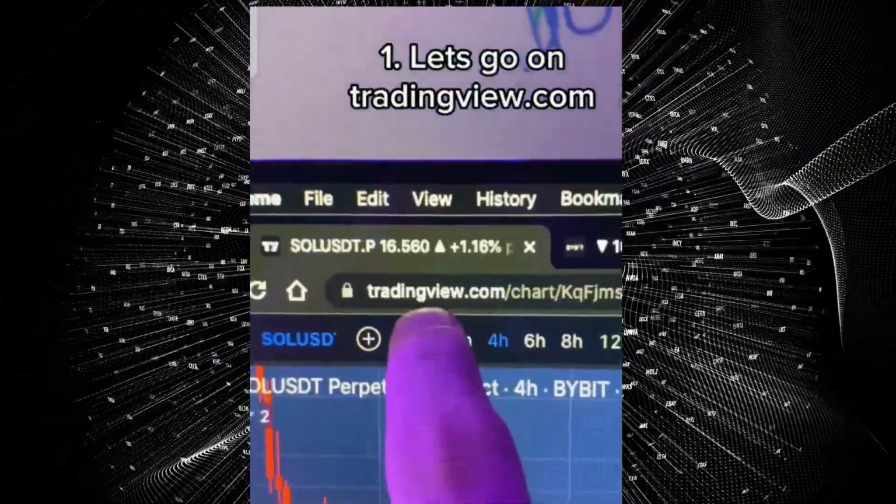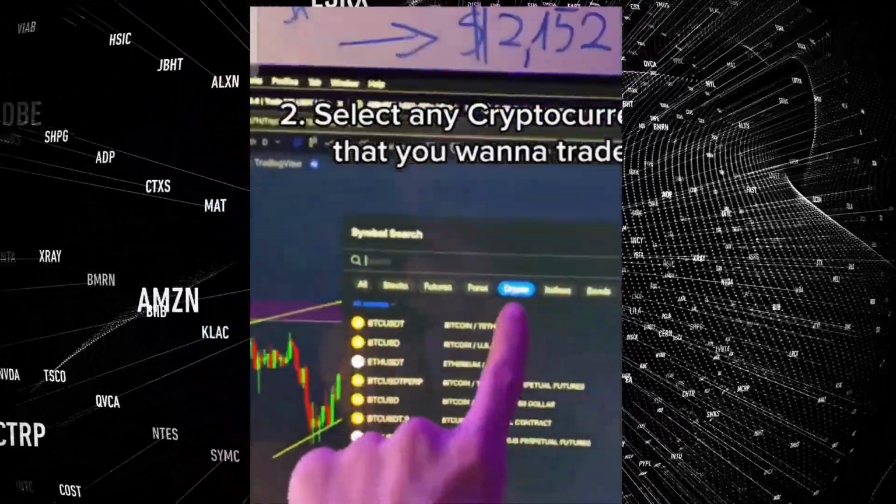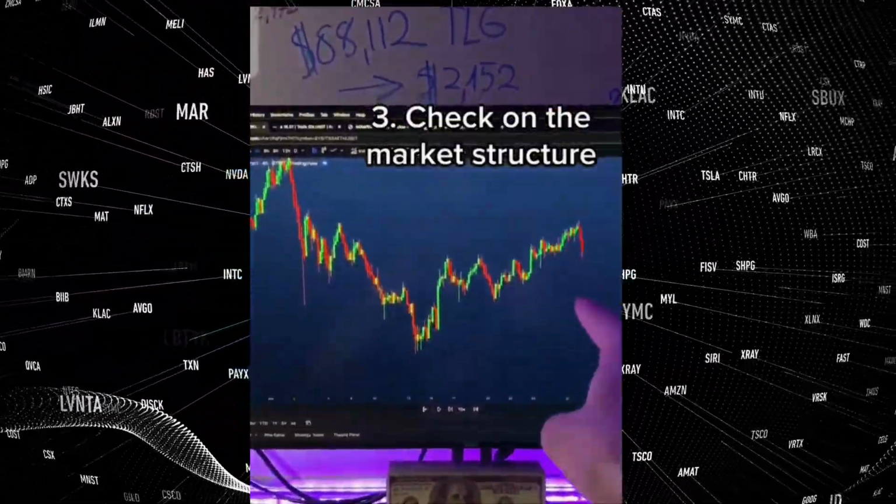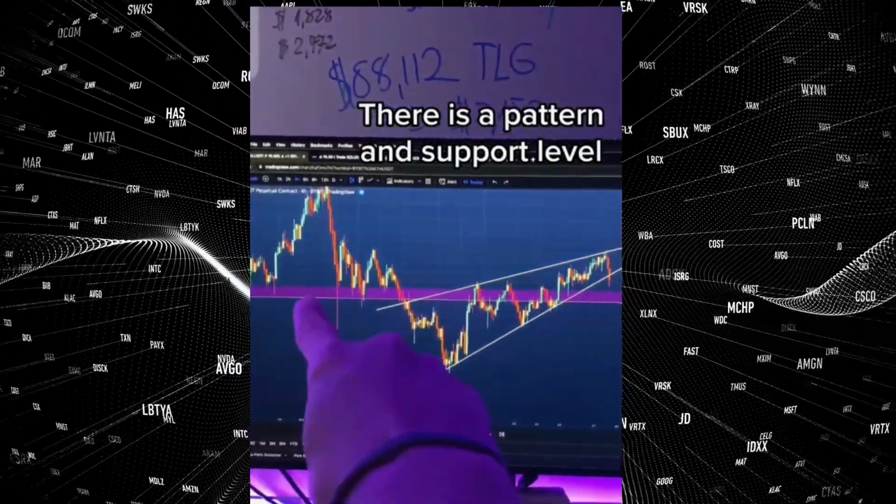First, let's go on tradingview.com. Select any crypto you want to trade. Now let's check on the market structure. We see that there is a pattern and support level.